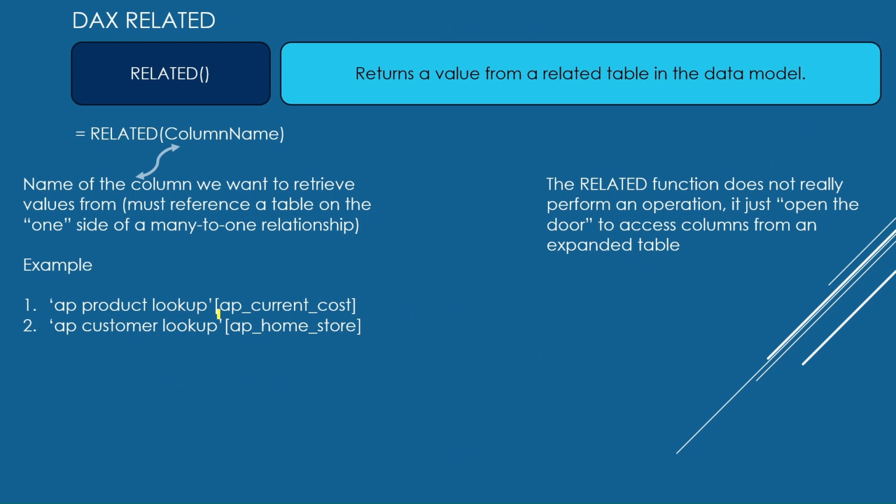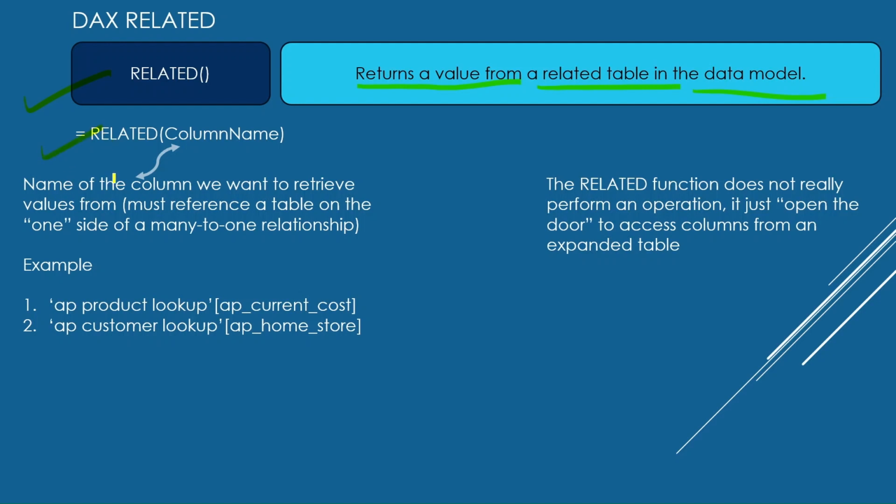So, what is a related function and what does it generally do? The related function returns a value from a related table in the data model. Suppose you are going to create a DAX measure or a calculated column, and you want to fetch values from some other table which has a relationship. With the help of the related function, we are able to create the measure or that calculated column.